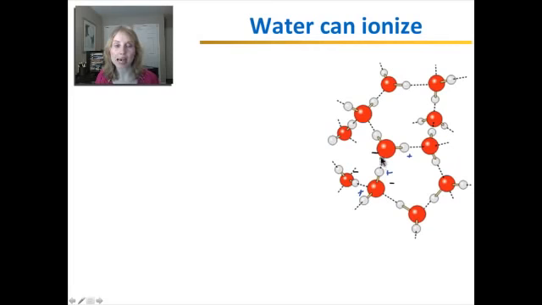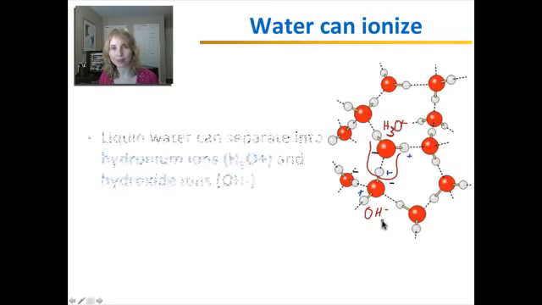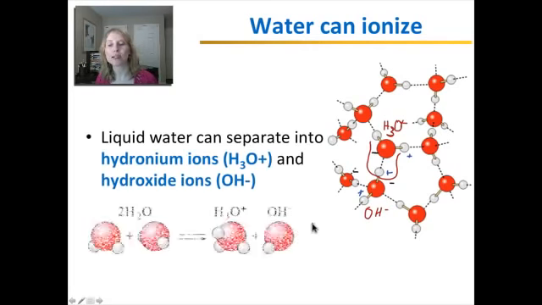However, what can sometimes happen is that the oxygen of one water molecule can actually steal the hydrogen of another water molecule because it's attracting the hydrogen to itself so strongly. So this one now becomes H3O+. It is a hydronium ion. The water molecule that lost the hydrogen proton now becomes OH-, a hydroxide ion. So liquid water can separate into these hydronium ions, H3O+, and hydroxide ions, OH-.